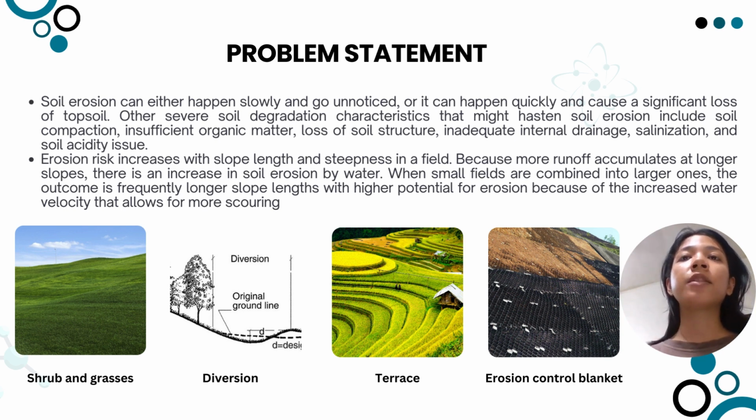These are a few examples of ways to prevent soil erosion. The first one is by using shrubs and grasses. Second is by using diversion. Third is by using terraces. The fourth is by using erosion control blankets.